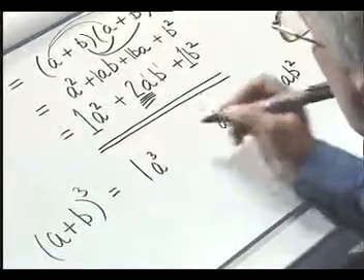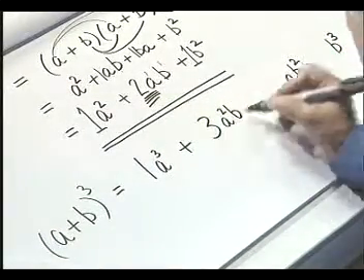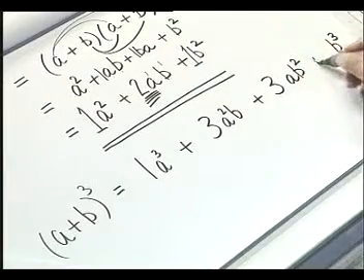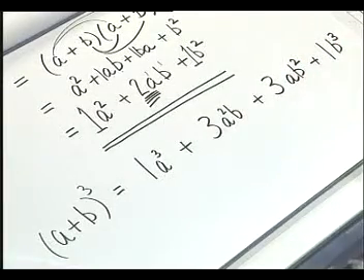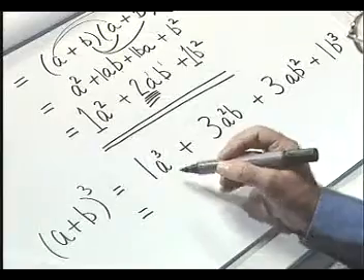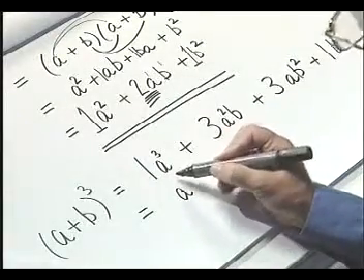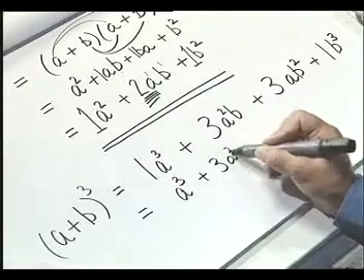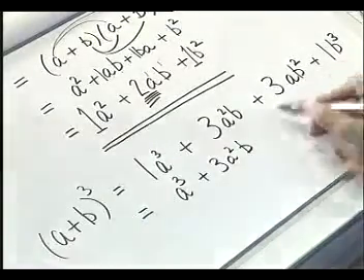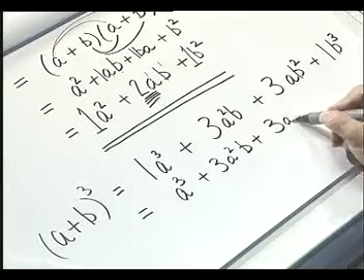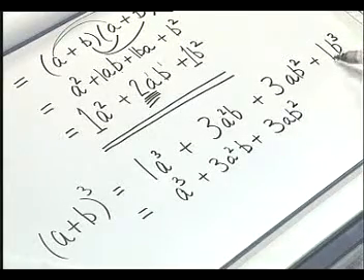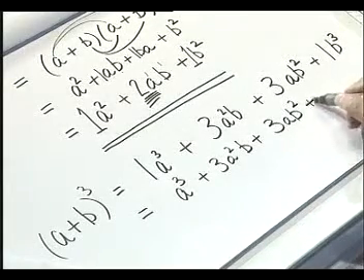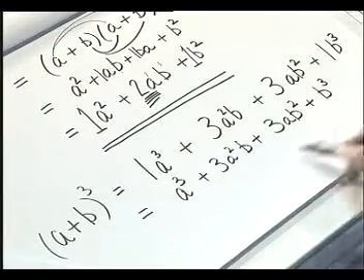I want 1, 3, 3, and 1. And just to tidy that up a little bit, 1a cubed would normally just be written as a cubed, 3a squared b, 3ab squared, and finally 1b cubed, which we'd normally write as just b cubed.